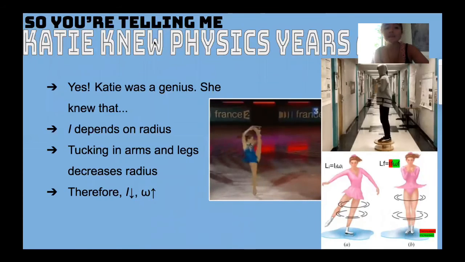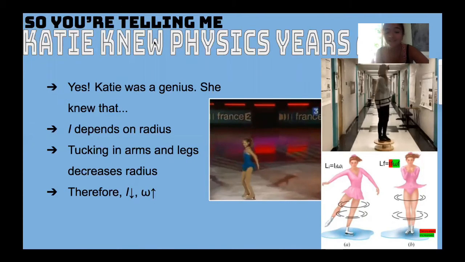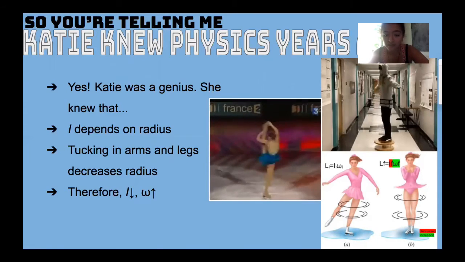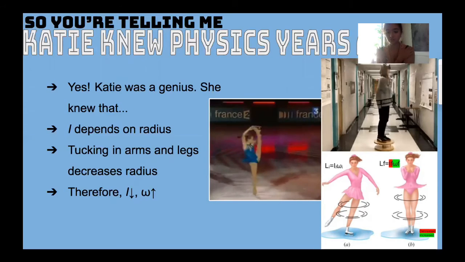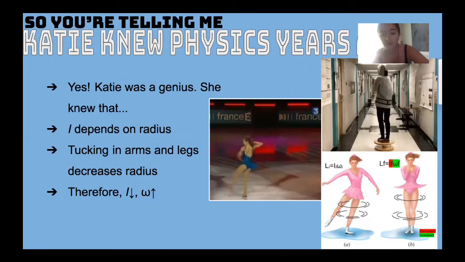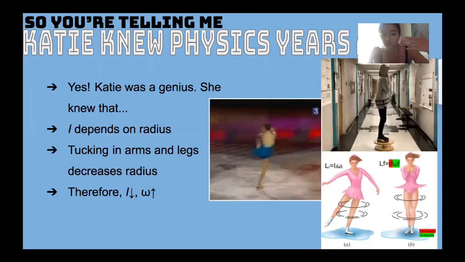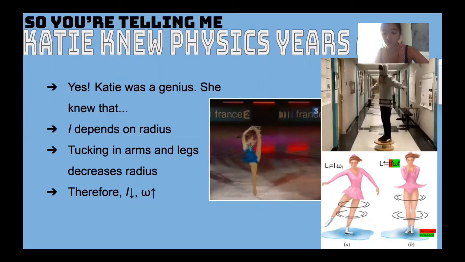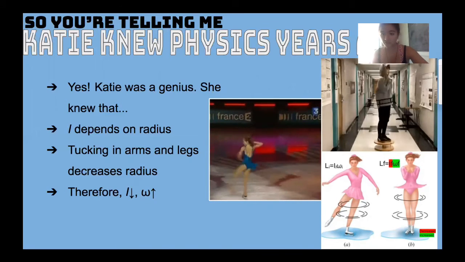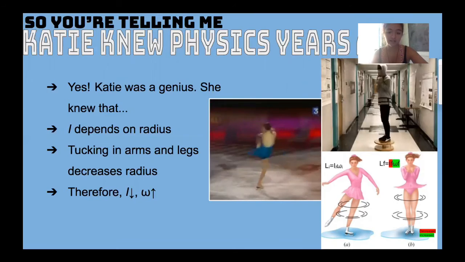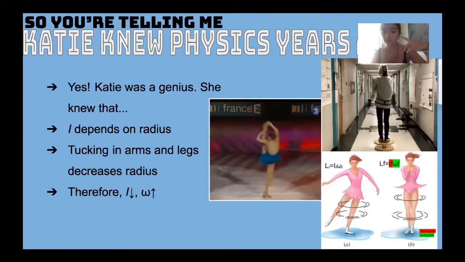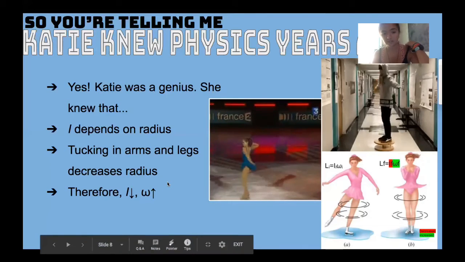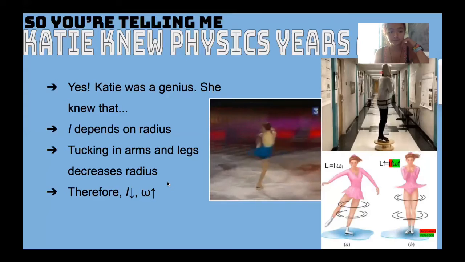So you're telling me that Katie knew physics for years? Yes, Katie was a genius. She knew that the moment of inertia depends on radius, and when she tucks in her arms and legs, the radius of mass to the center of rotation decreases, which decreases the moment of inertia. And then because of the conservation of angular momentum, angular velocity must compensate by increasing. So the I decreases and the angular velocity increases.